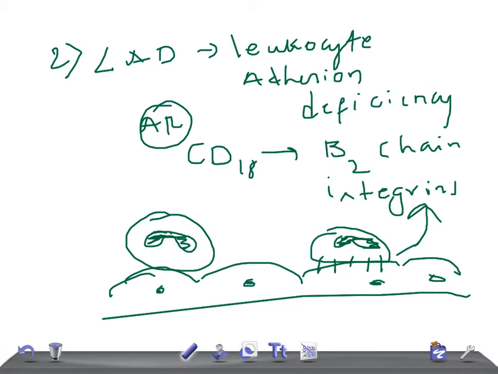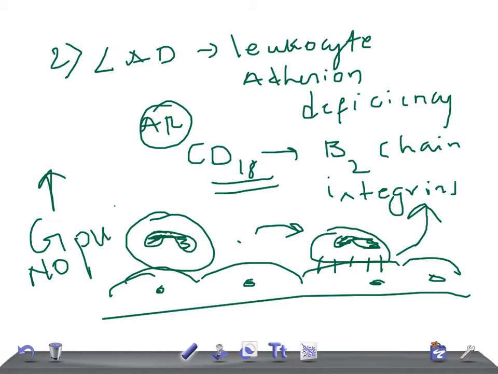When these integrins are lacking because of the CD18 lacking in LAD, leukocyte adhesion deficiency, the phagocytes are not able to get attached over here. Thus what happens, they will have an increased number of granulocytes, phagocytes in the blood, but no pus, no abscess, okay. So remember, this is a really very important point you should know.